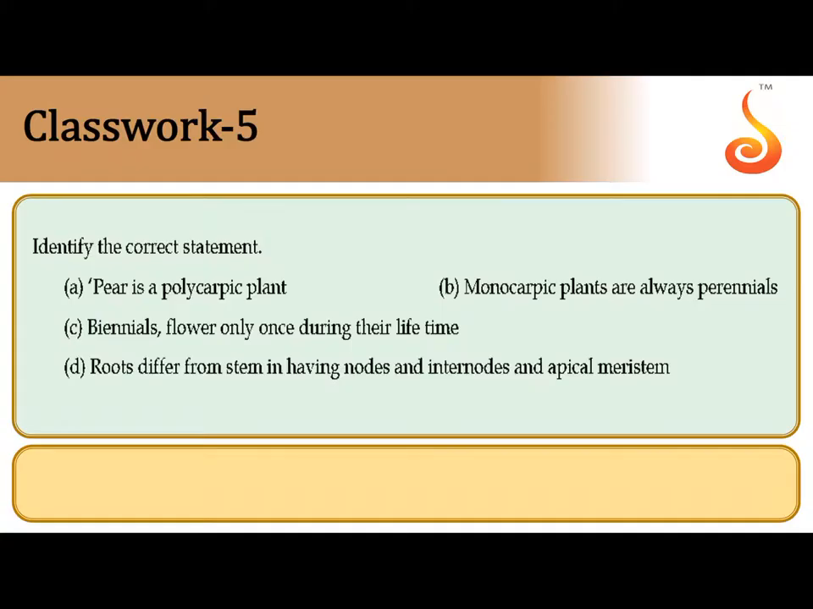Identify the correct statement. Now the correct statement here is that pear is a polycarpic plant. It flowers more than once, and biennials flower only once during their lifetime, ideally, because biennial means it grows once in 2 years. Usually in a biennial, the first year it shows its vegetative growth, and in the second year it flowers, and generally the plant dies. So we say both A and C are correct options over here.